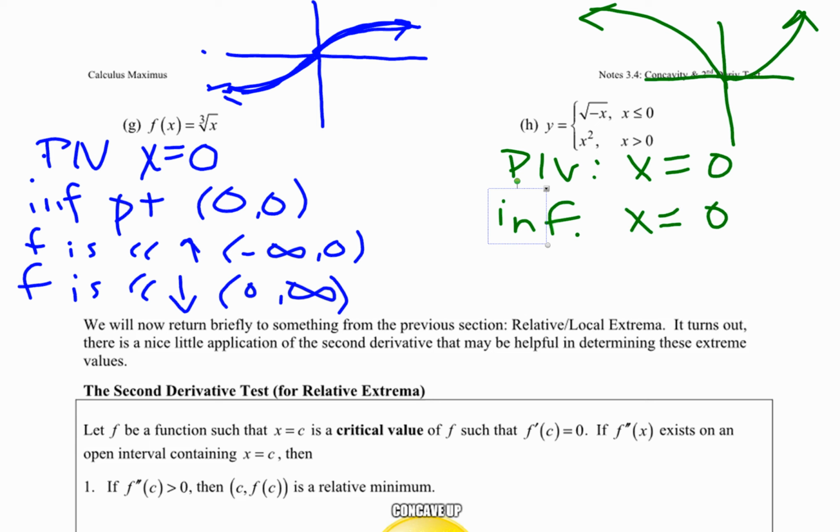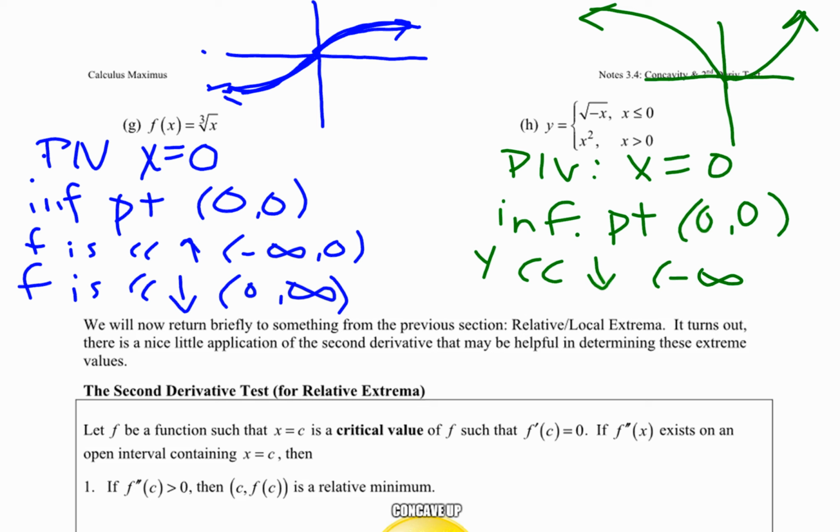And if we had to plug that in, that would be at 0, 0. So I'll write that. Inflection point at 0, 0. And in this case, y is concave down like a frown from negative infinity to 0. And y is concave up like a cup from 0 to infinity.